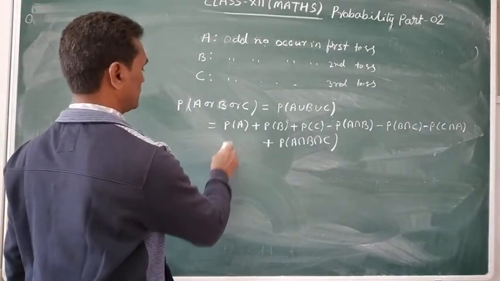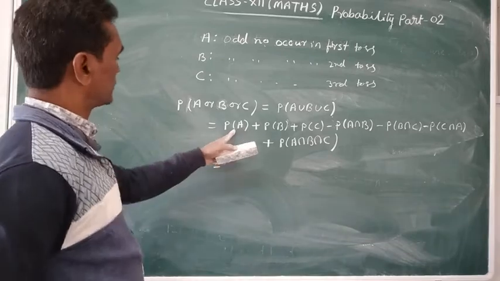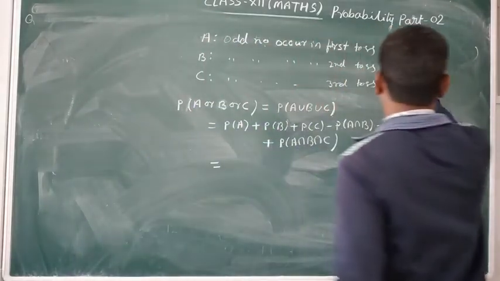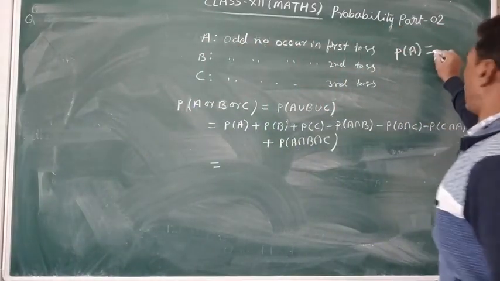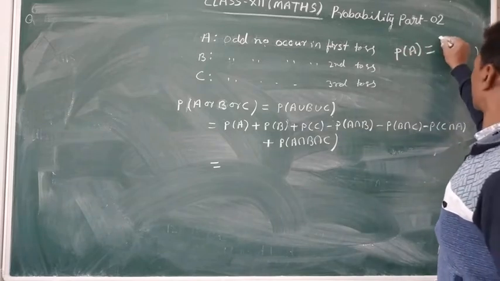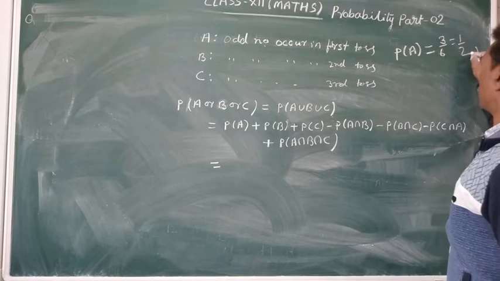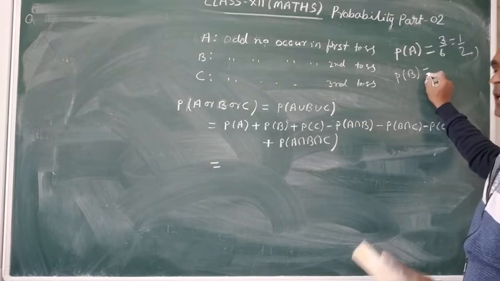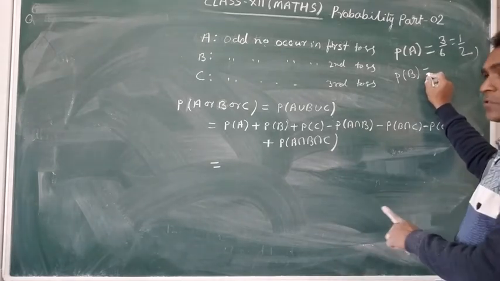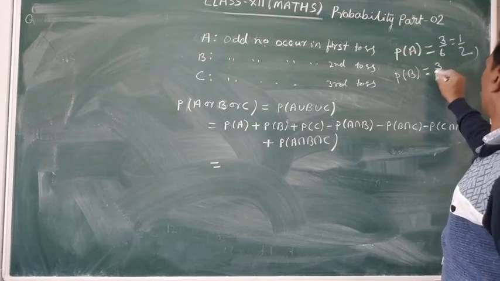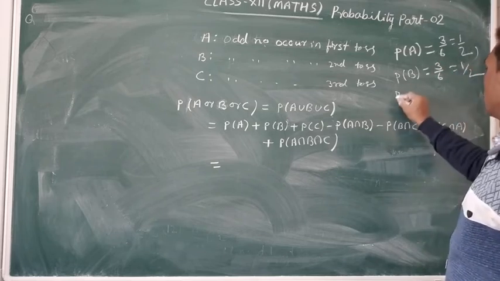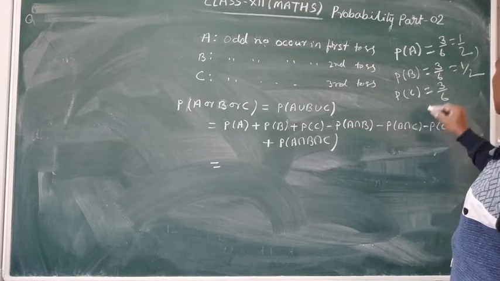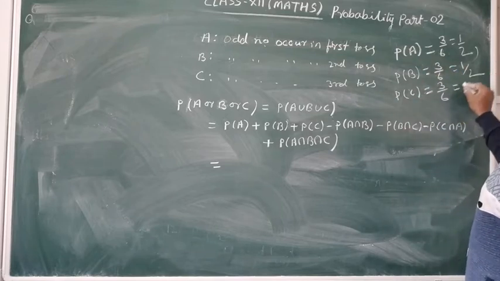what is the probability that in first toss we get an odd number? So probability of A, odd number in first toss: 3 by 6, that is 1 by 2. Now probability of B, odd number in second toss. Second toss is independent from first toss, so here also 3 by 6, that is 1 by 2. Similarly, in third toss an odd number should occur, then again 3 by 6, because all three are independent, 1 by 2.